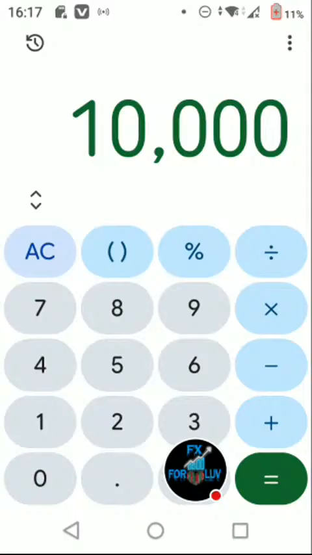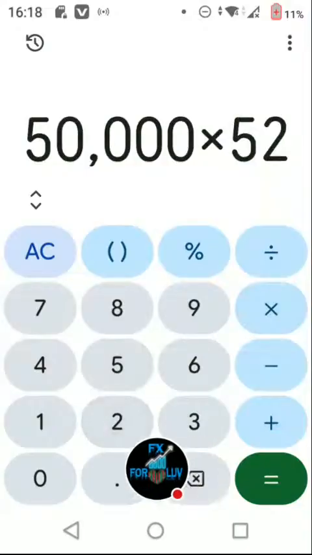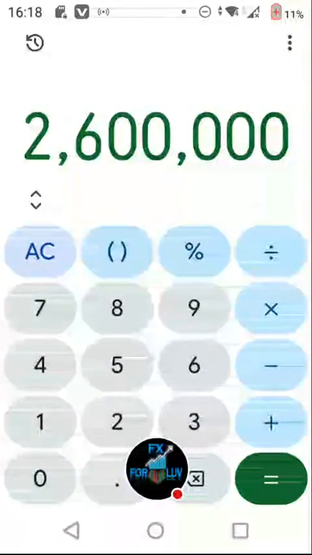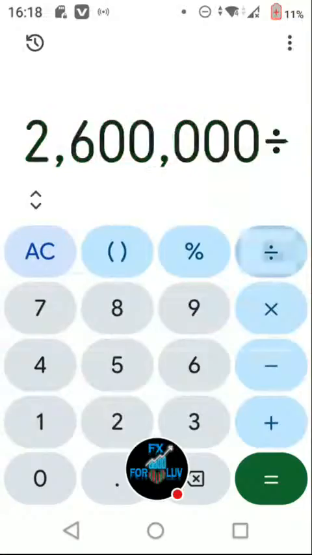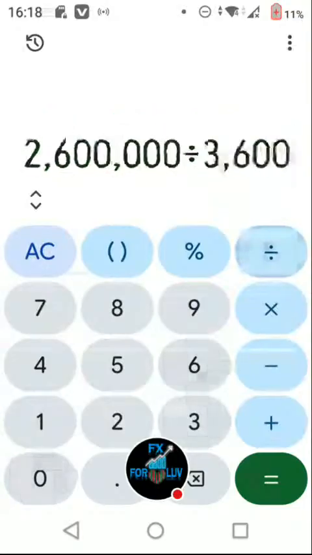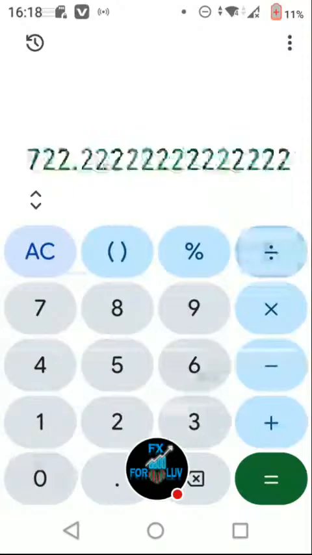So if you're making 10,000 a day times 5 days a week, you're making 50K. 50K per week times 52 weeks in a year. That's 2.6 million. So you grew 200,000 Ugandan shillings from the beginning of the year to the end of the year. You have 2.6 million. 2.6 million divided by around 3,600 is around $722.